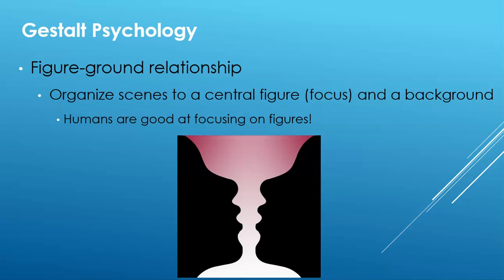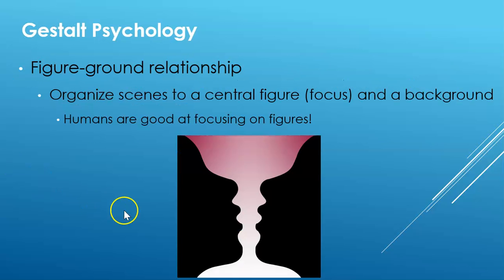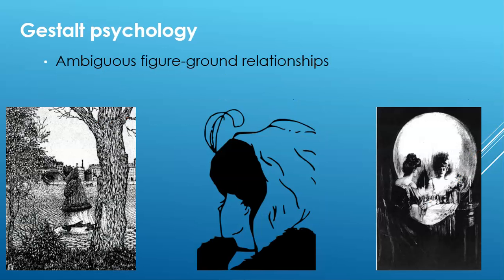Now, if we look at other types of figures, like if we just go back to this figure here, this would clearly be the figure, and this is the background. Or if you're talking about the text on the slide, that's clear. But we can have these optical illusions, like this one with the faces and the vase, where it's hard to decide what is the figure and what is the background. So here's some more examples of ambiguous figure-ground relationships.